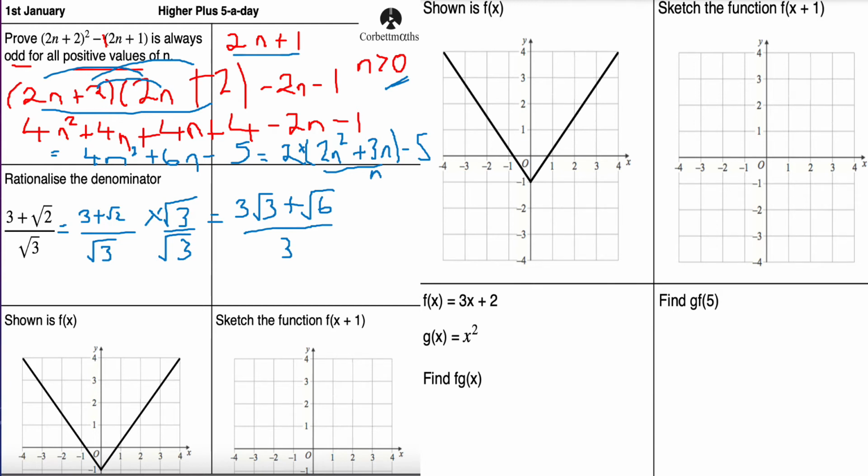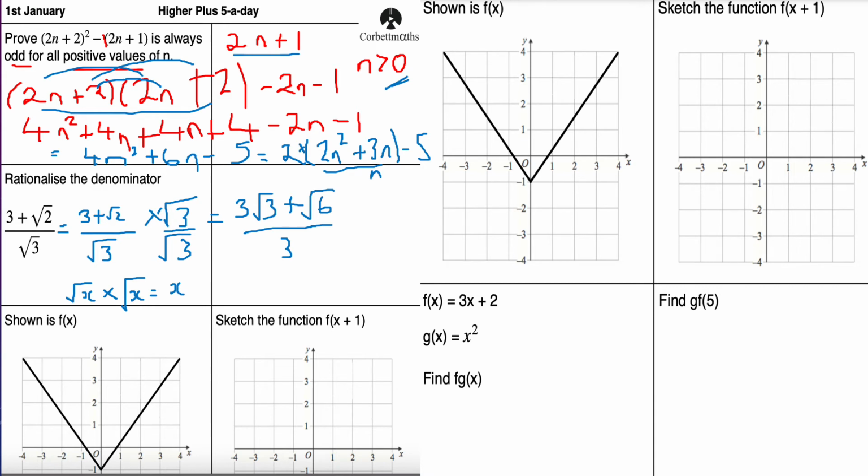And the reason why I've multiplied by root 3 over root 3 is because if I multiply a surd by itself, then it's always going to give me that whole number. So what I mean is, if I have root x times root x, that's always going to give me x as my answer. So it's using that rule there, guys.